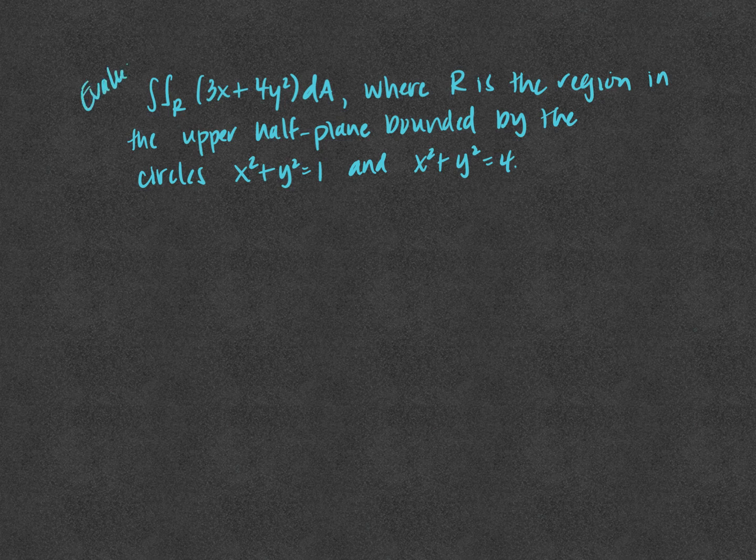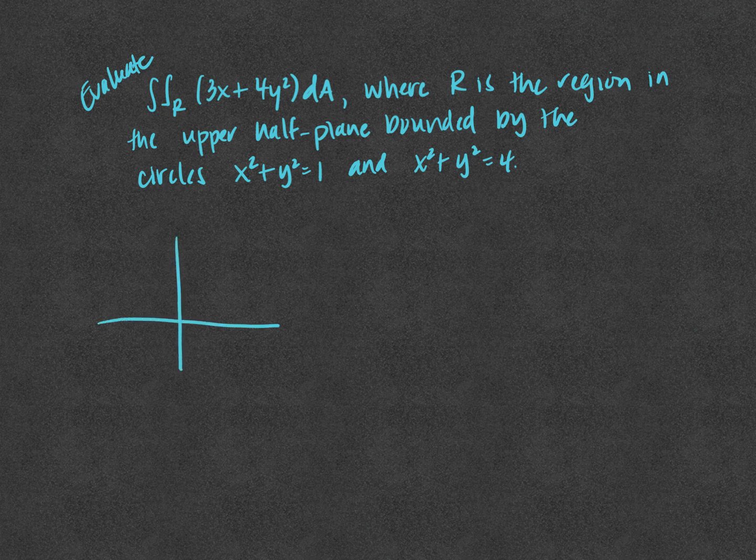We could pretend, but I'll write it in. The double integral of 3x plus 4y squared with respect to the area, where R is the region in the upper half plane bounded by the circles x squared plus y squared equals 1 and x squared plus y squared equals 4. Now, if you think about that, that is what we were talking about earlier.